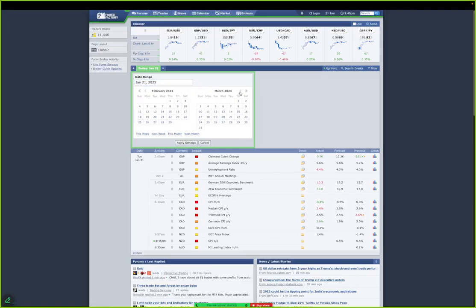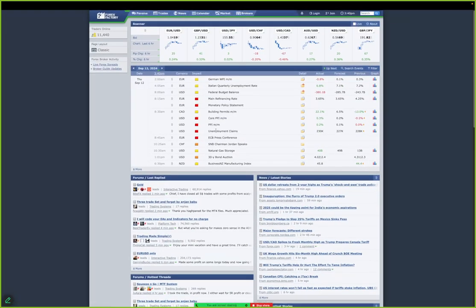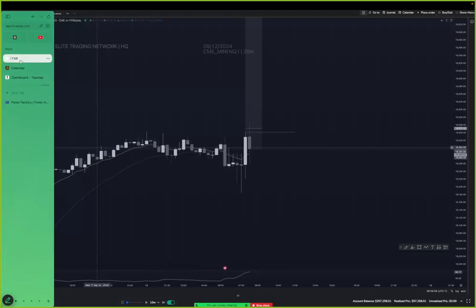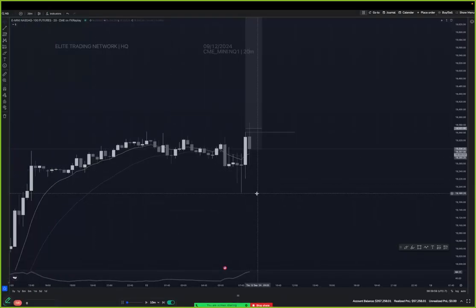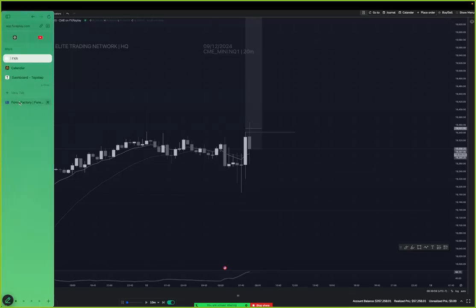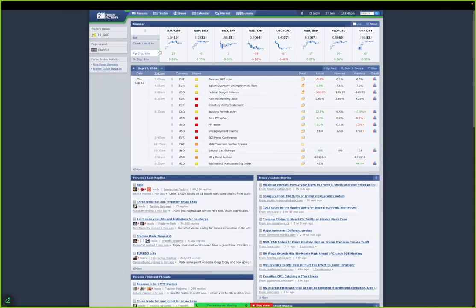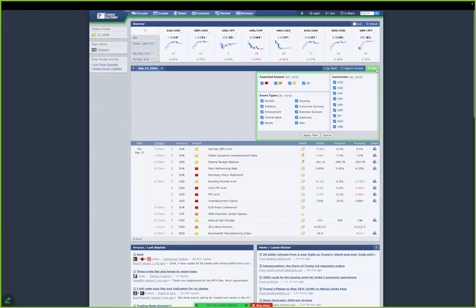What'd I say? October? September 12th. Yeah. I think you might be right, bro. You can customize the settings to only show red news. I did use this, but I did notice it was off sometimes. I'll leave orange and red, and then we're only going to look at USD red news.